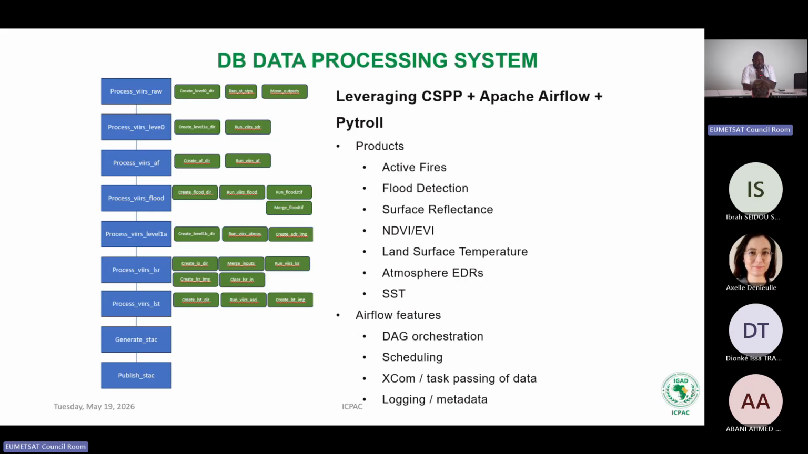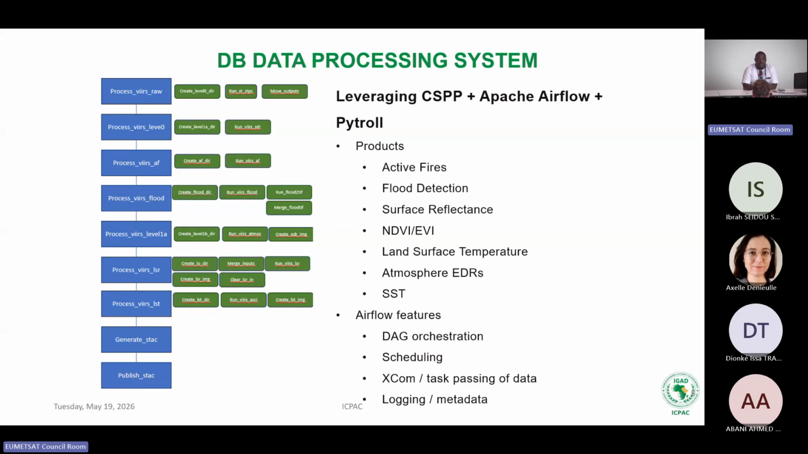temperature. In terms of the data processing framework, we are basically leveraging CSPP and Apache Airflow for the data pipeline. We're also using PyTroll for the image generation. In terms of the products, the first two presentations for the RAS focused on the level 1A and level 1B, but we are also interested in the level 2 products.